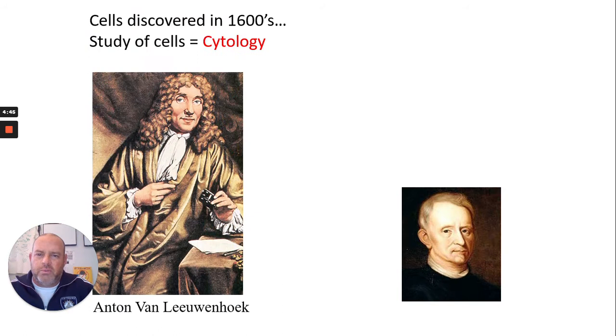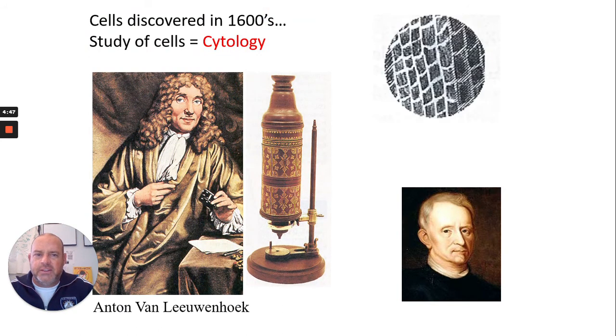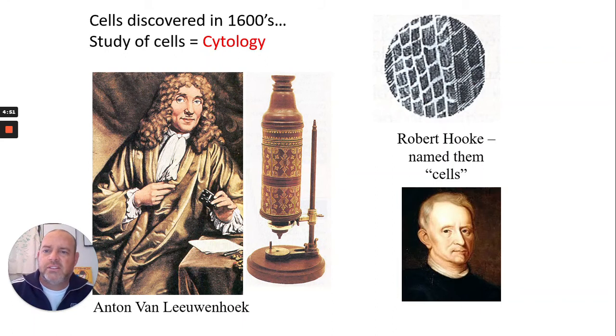So quick info on slide history. Cells were discovered in the 1600s, and we call the study of cells cytology. Anton van Leeuwenhoek is associated with the first microscope. He actually didn't build the first microscope, but he improved on it, and for a long time was given credit for the first microscope. He really just improved the lenses and kind of made it better.